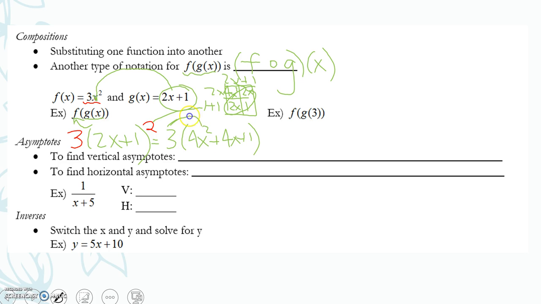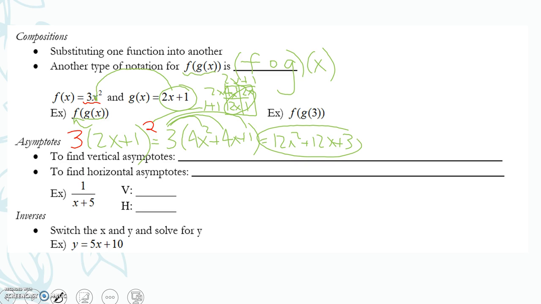Last step, distribute the 3, so your goal is to get rid of the parentheses this time. So I would have 12x squared plus 12x plus 3. That's my final answer. That's what they would have on the SOL.